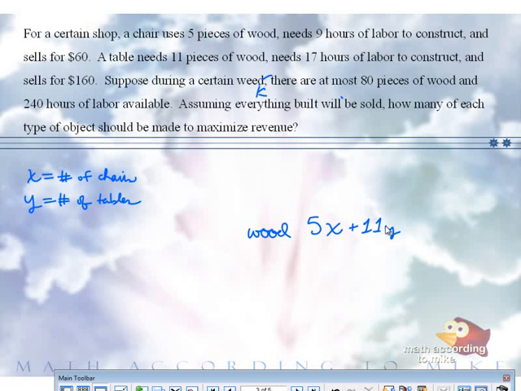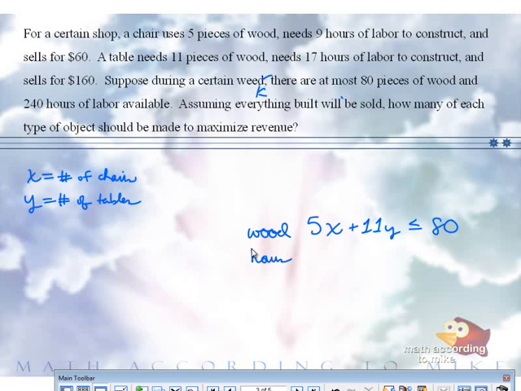But notice it says there are at most 80 pieces. Well, at most means less than or equal to. Less than or equal to 80. So that's our wood inequality. And as you guys said, we also have another restriction on the amount of hours, labor hours. Now, writing the words wood and hours, that's up to you. I'm only doing that as a guide. You do it until you definitely get used to these.